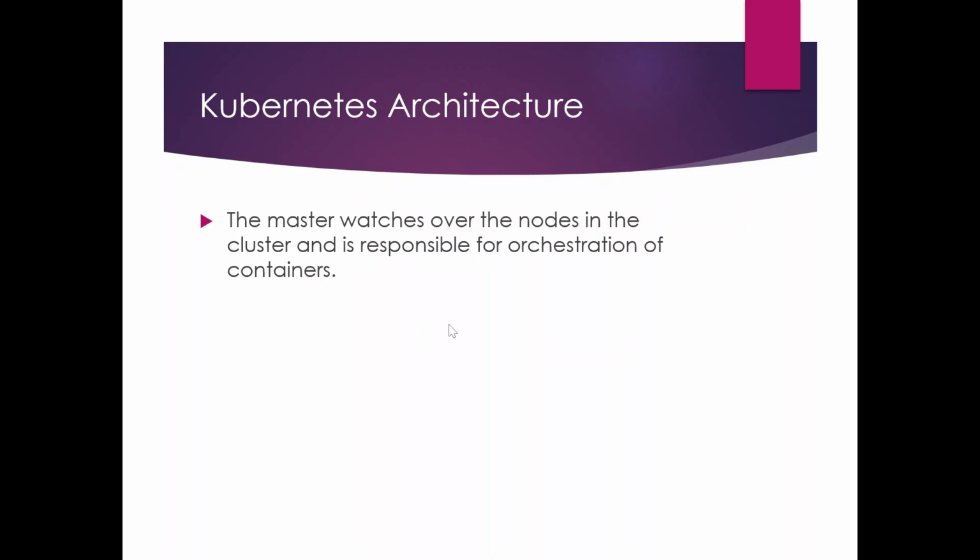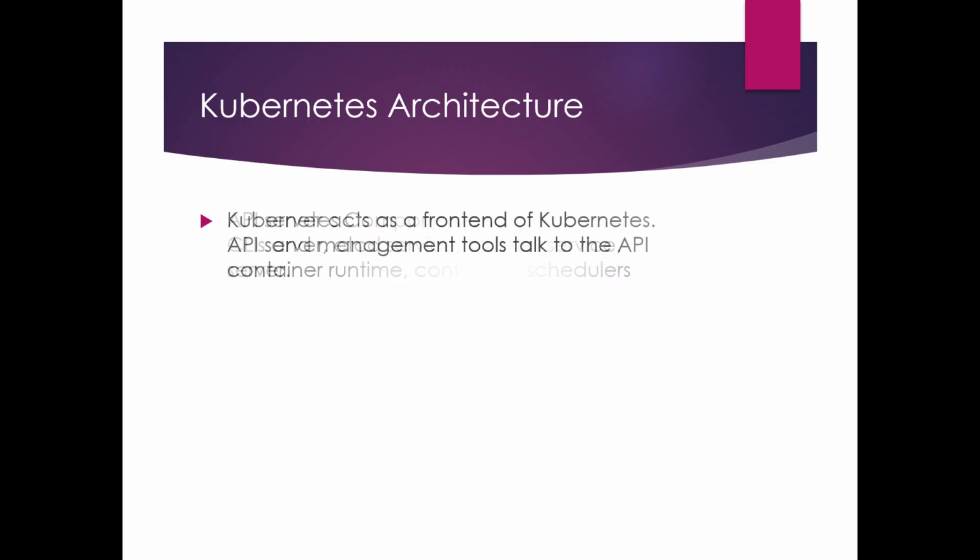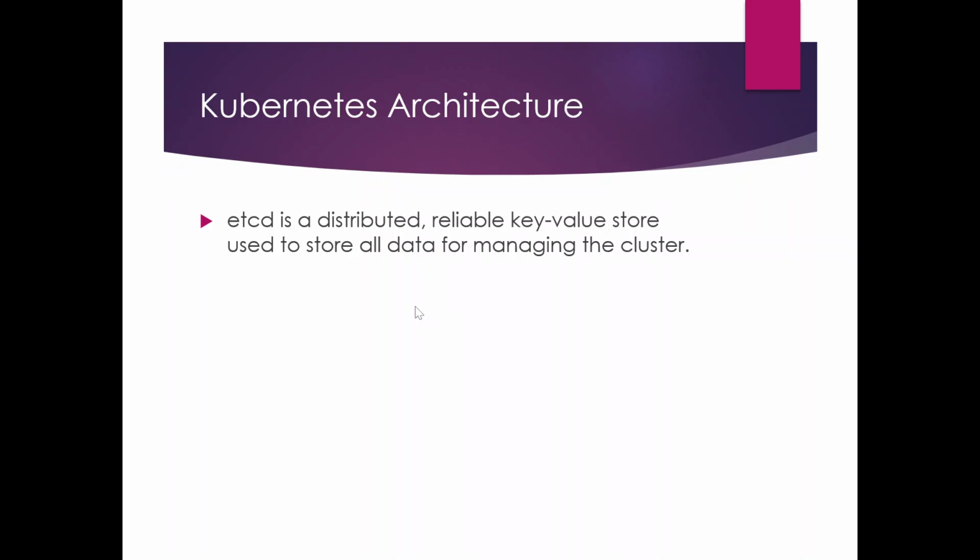So first comes the API server. The API server acts as the front end of Kubernetes. Users, management devices, and the command line interface talk to the API server to interact with the Kubernetes cluster. Next comes etcd. etcd is a distributed, reliable key-value store used by Kubernetes to store all data used to manage the cluster.